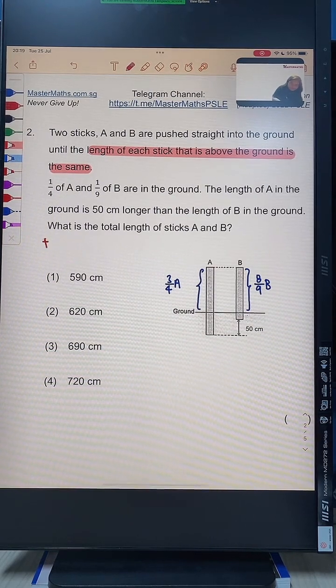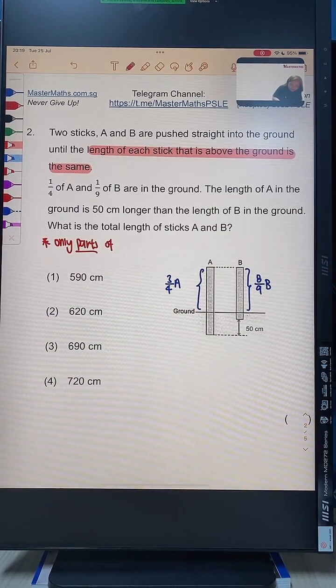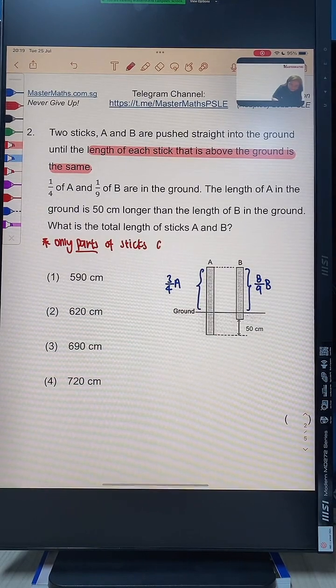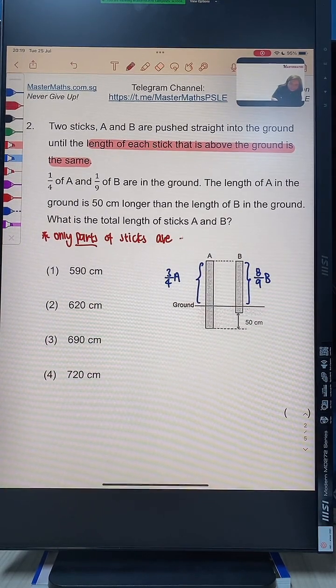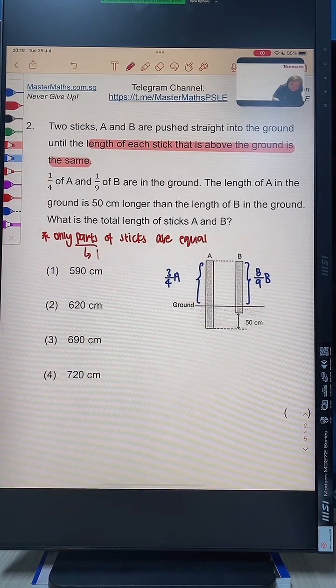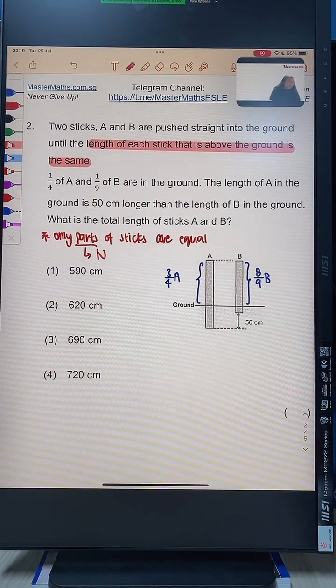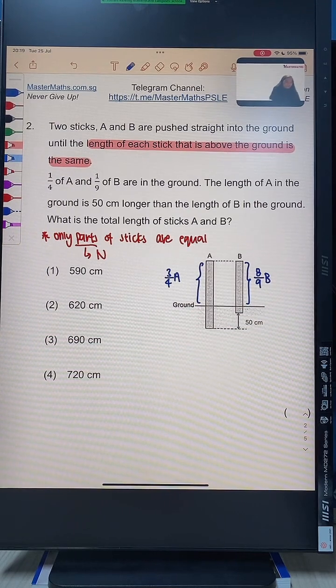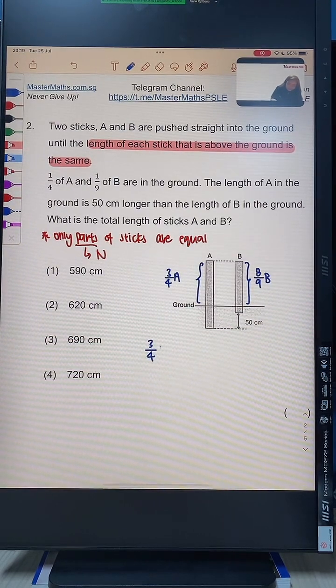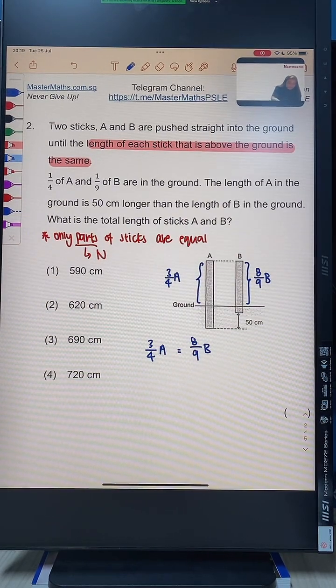So let me write it down at the top here. Only parts of the sticks are equal. So for parts, we make the numerators the same. Okay, the total is not the same, therefore we don't make the denominators the same. Got it? Alright, so in this case, we are going to make the parts of A the same as the parts of B. That means I am going to make 3 parts of A and 8 parts of B the same, which is which number?